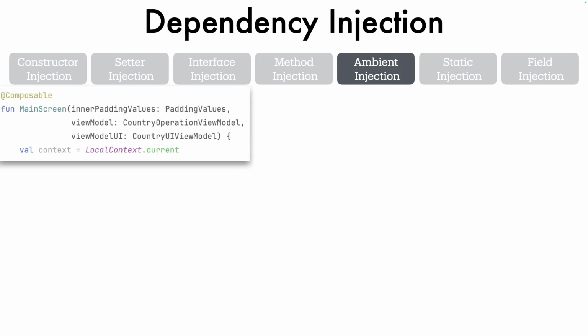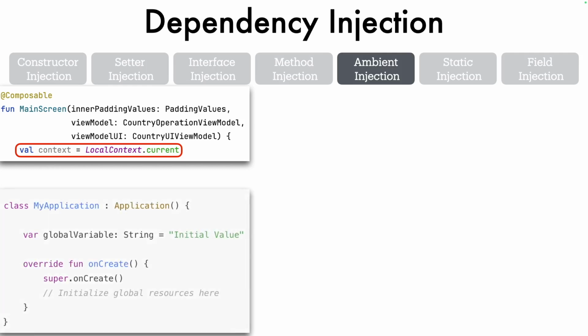Now, how is this related to dependency injection? Let's take, for example, this piece of code. Here, we are using LocalContext.current to get hold of the context in a main screen composable. Let's take another example. Here, I have a class which extends Android's Application class, and you declare a global variable inside it. Because the global variable is part of my application, which extends Application, I now have access to the global variable anywhere and everywhere in the code. You see this or a different variant of this used quite often in any Android application.